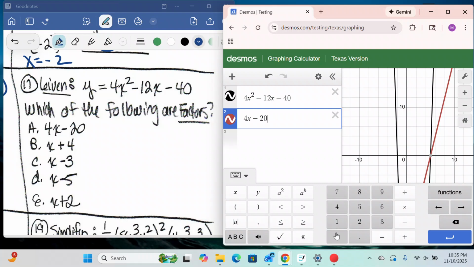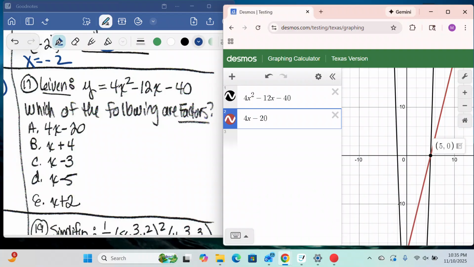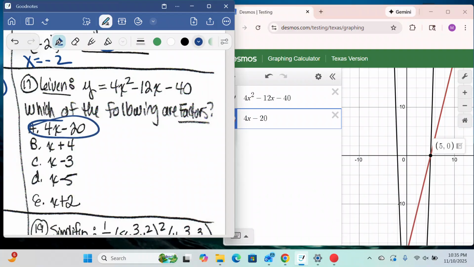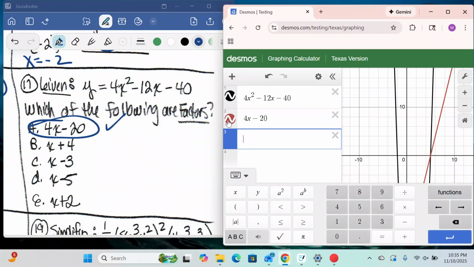Does it pass through my x-intercept? Yes, it does. So that red line passes straight through it. That is a factor. Now I'm going to test B to see if it is a factor. So I'm going to go ahead and click this one away, put the new one in. I'm going to input x plus 4.